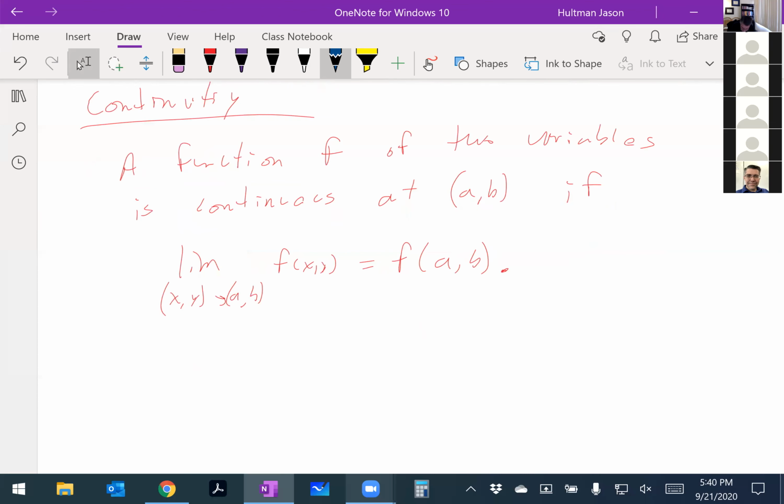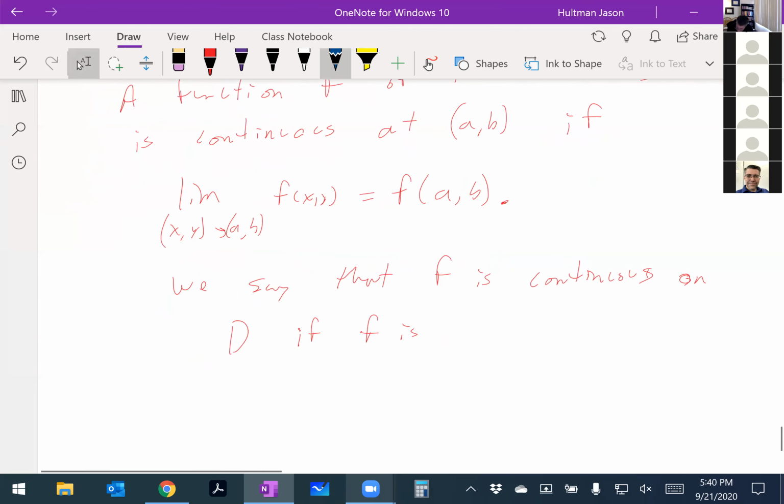But what if we want to talk about a continuous function? Then we say that f is continuous along its domain D, or we say on D, its domain, if f is continuous at every point (a, b) in D, its domain.